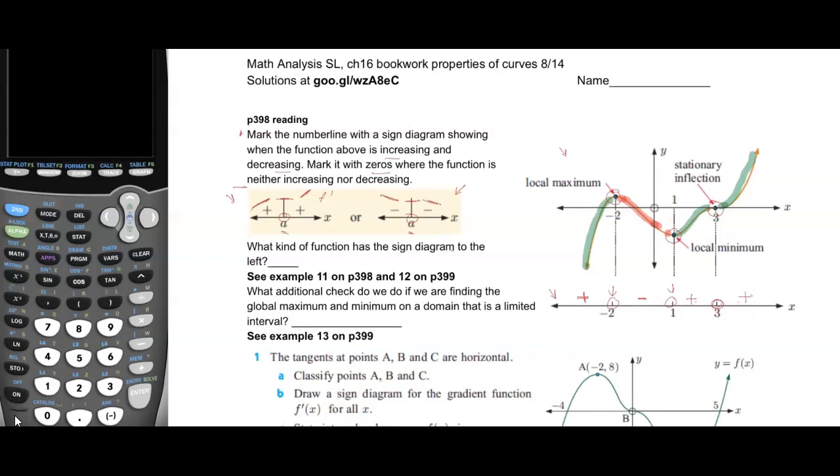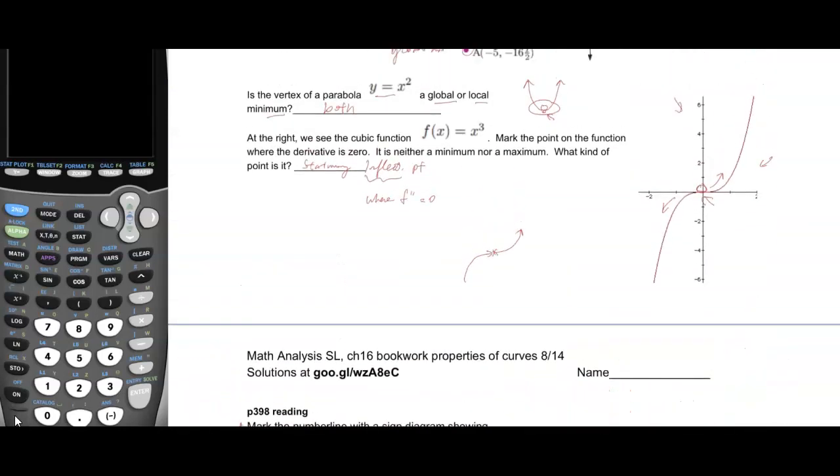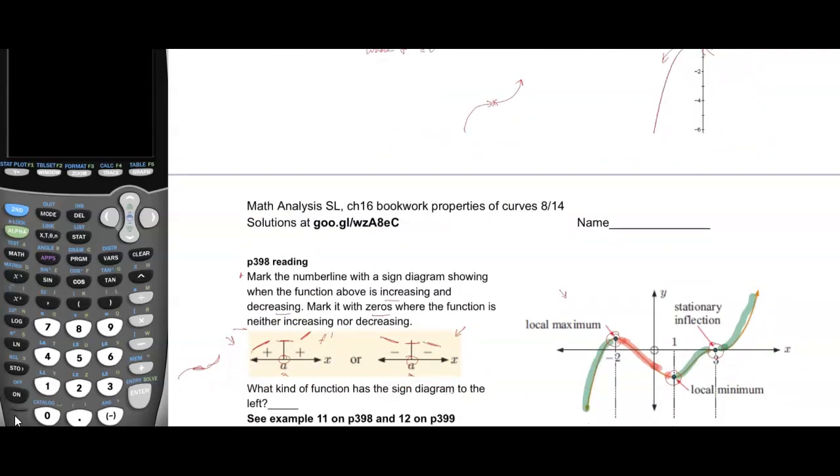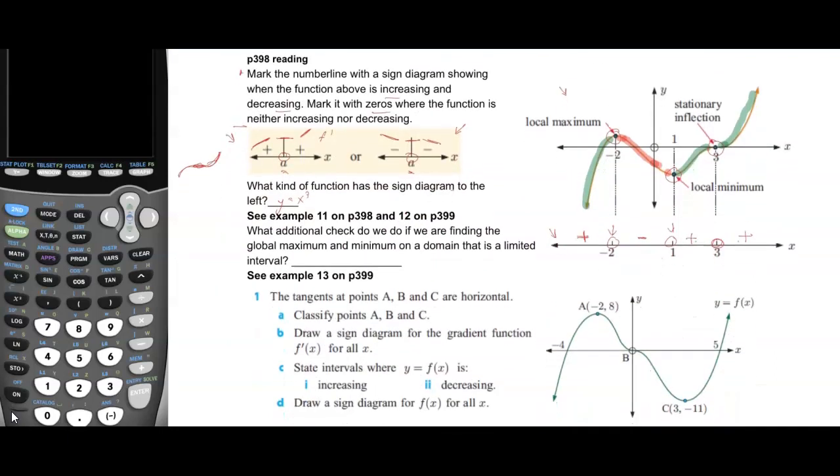What kind of function has the sign diagram to the left? So basically it's increasing, flat, increasing. Does that sound familiar? Let's go back to page 7. Oh yeah, it's this function here. It's y equals x cubed. So y equals x cubed is a function that has that characteristic. Increasing, flat, increasing. All right.